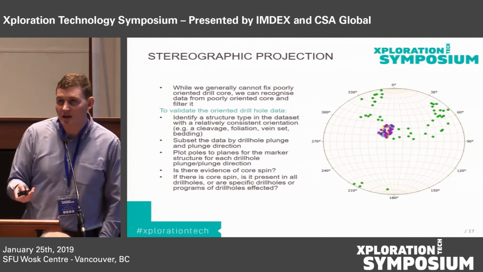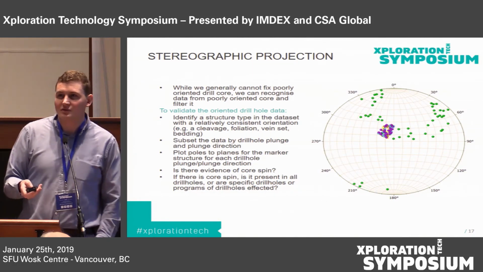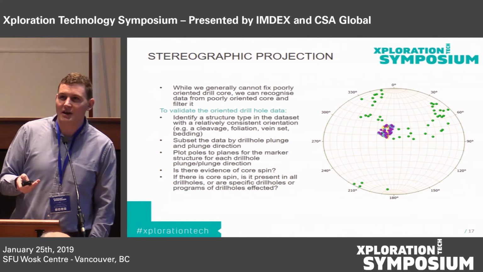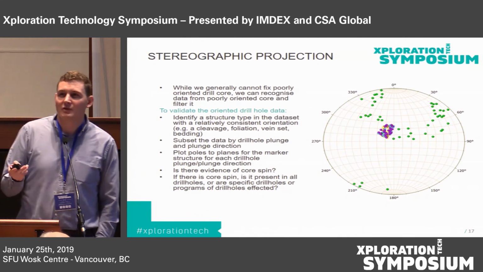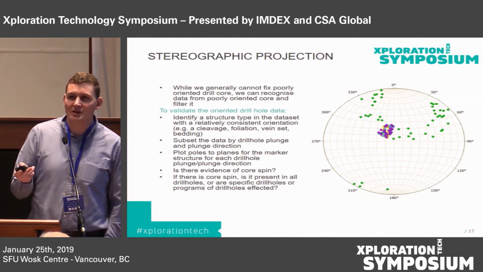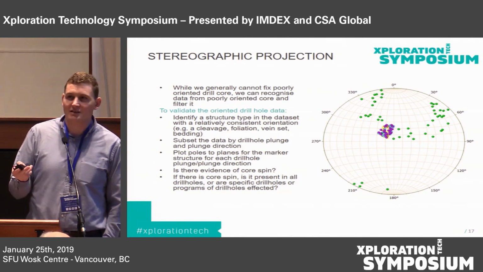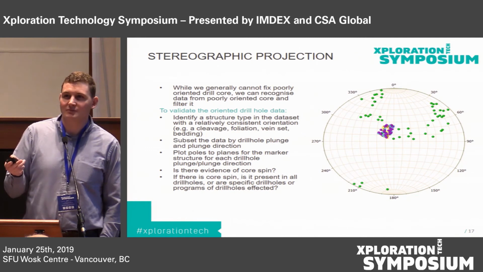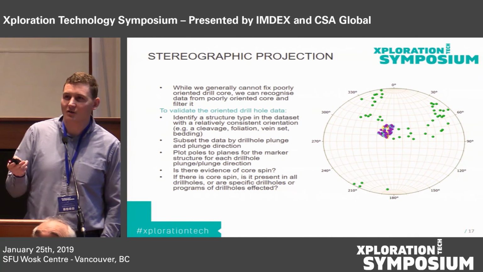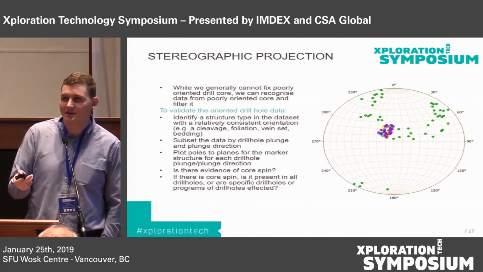And then finally, there is a way of trying to filter some of the data using stereo nets after the fact, where, for example, if you've got a consistent structure type in the data set, you can start subsetting the data by drill hole, and then you can pick up things like most of that data clusters around a single orientation, but you can see scatter around here, which probably means we've got some core spin going on, and your structures are not properly oriented in that case.